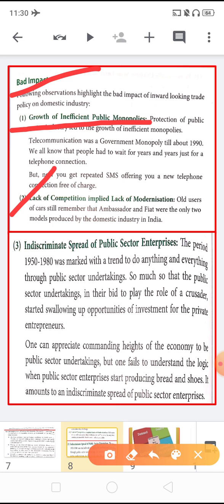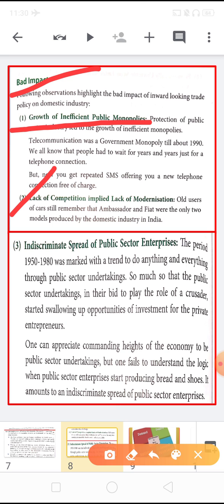So let's take one example, children. As we all know, in the previous eras, we had the Ambassador and a few Fiat cars, which were the only two models basically produced in the domestic industry in our country. No doubt this domestic car industry enjoyed a near monopoly owing to the policy of protection. Consequently, the Fiat and the Ambassador cars continued to be the honest pride as long as the policy of protection was pursued. But thereafter, after the policy of protection was withdrawn, people rejected these cars as a good preference.